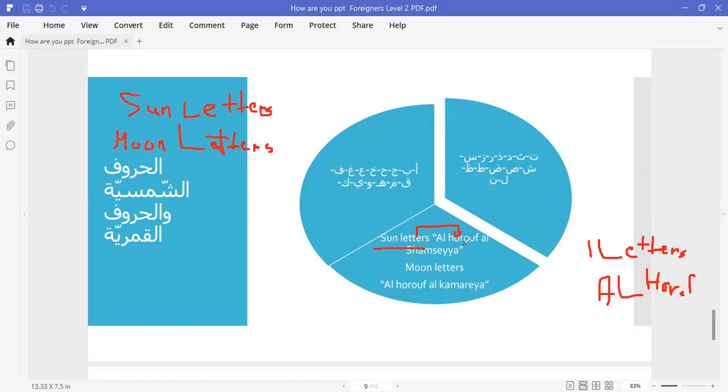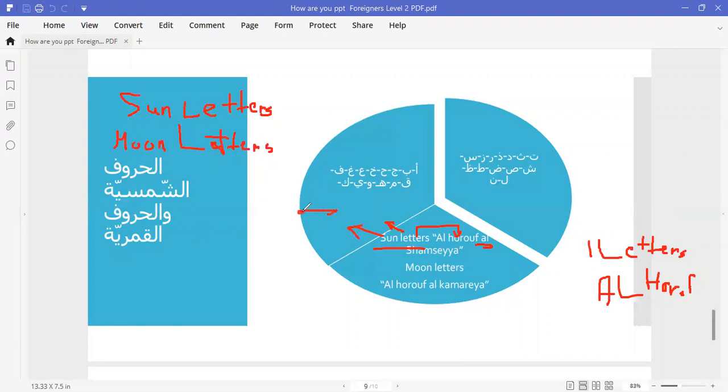Notice that sun letters, this is a noun phrase. It doesn't contain an adjective. So that's why you are going to add to sun also an al, okay? If it's a complete sentence, you don't add al to the adjective. You only add it to the noun, okay? So al-huruf al-shamsiyya. Sun means in Arabic shams, okay?